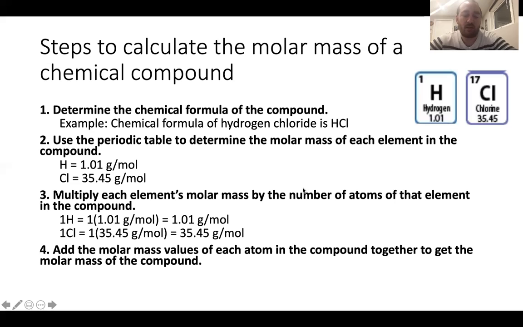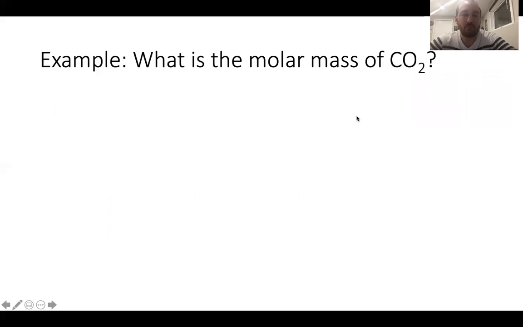And then our final step is to add the molar mass values of each atom in the compound together to get the molar mass of the compound. So what we do is we represent the chemical formula. So HCl equals 1.01 plus 35.45, and we get a total of 36.46 grams per mole.